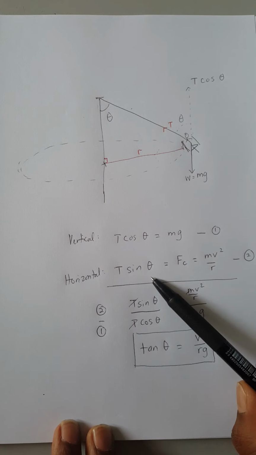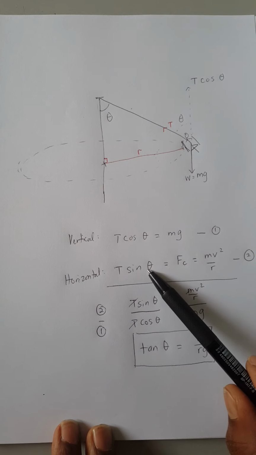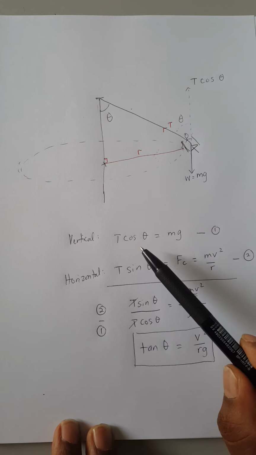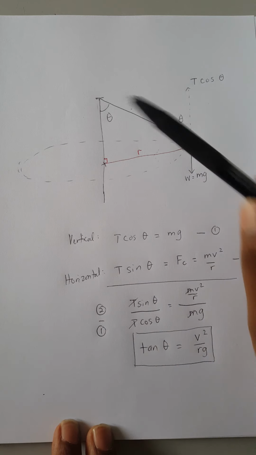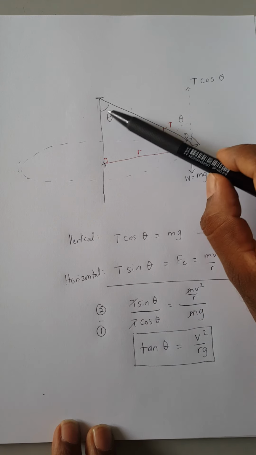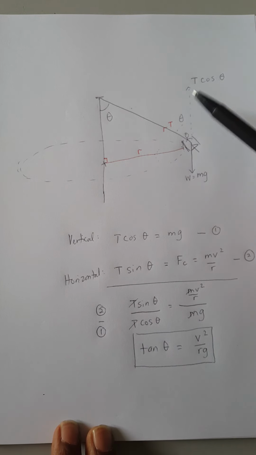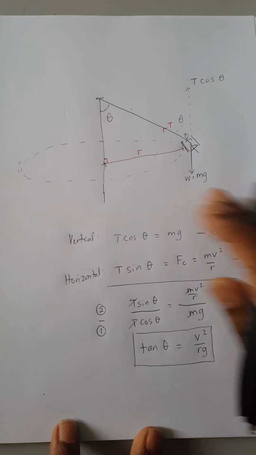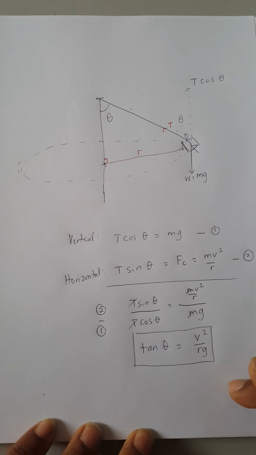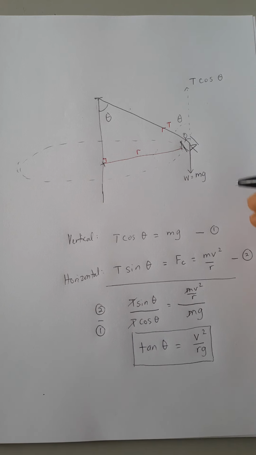So you don't memorize the formula, but try to understand that cos theta and sin theta depend on the position of the angle. If the angle is here, the vertical should be T cos theta. If the angle is here, the vertical should be T sin theta. Clear? Using this, you can solve many problems related to the conical pendulum.